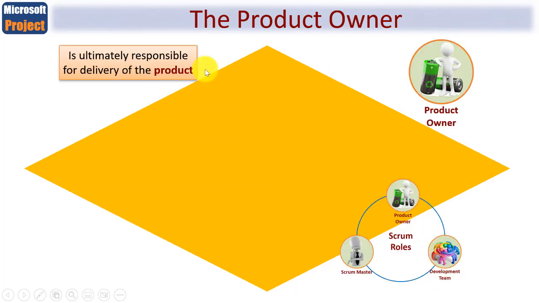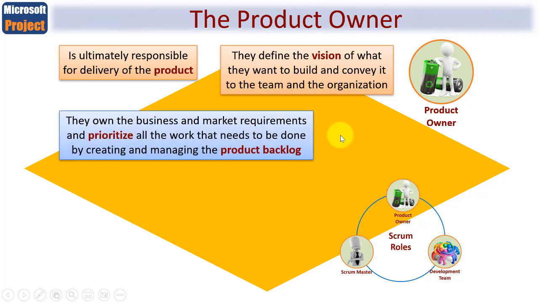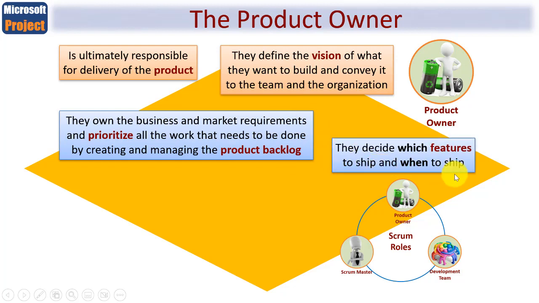The product owner is ultimately responsible for delivery of the product, and it is they who define the vision of what they want to build and convey it to the development team and to the rest of the organization. It is they, the product owner, who own the business and market requirements, and therefore prioritize all the work that needs to be done. How do they do that? By creating and managing that all-important prioritized product backlog. It is they who decide which features to ship and when to ship. In other words, by defining the product backlog and defining the features and user stories within it.